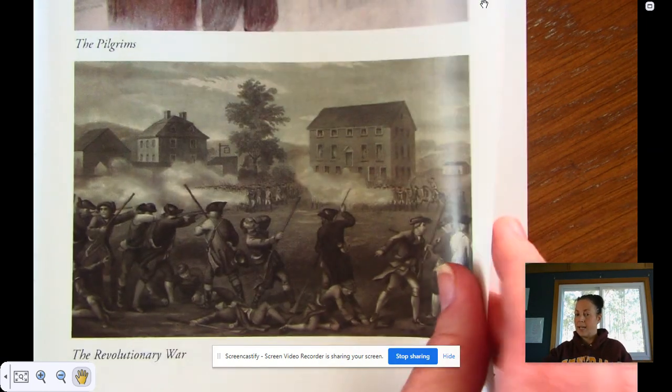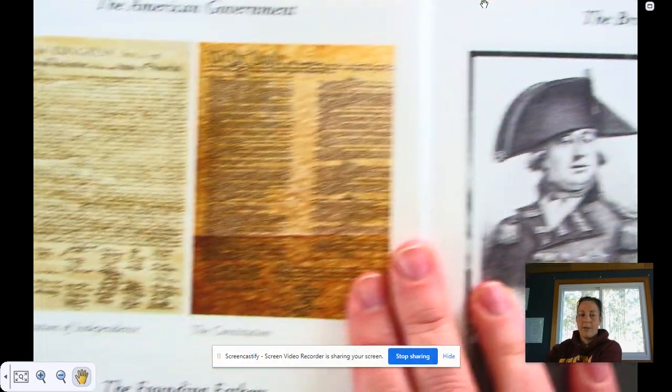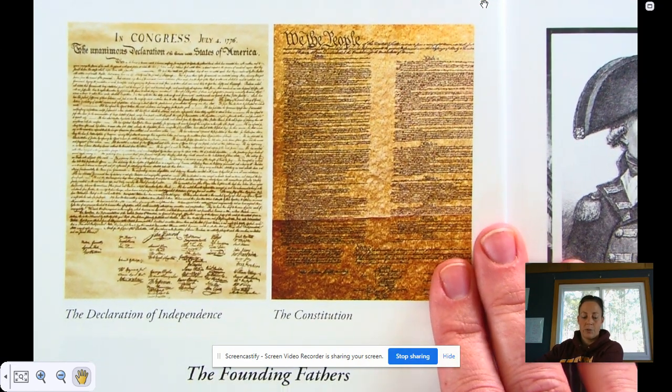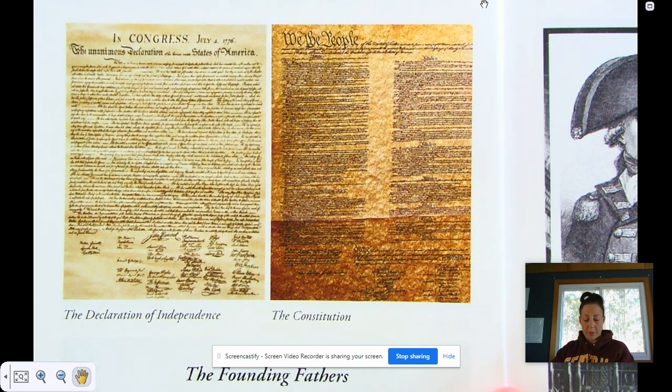And turning the page here, we get to the American government. Okay, these two documents probably look very familiar to you. The early colonists really wanted to govern their nation differently than the way Great Britain was governed. And if you remember talking about ancient Greek civilizations, we discussed how one of the contributions from the Greeks was the idea of democracy. And that in the end was what the United States ended up adopting.